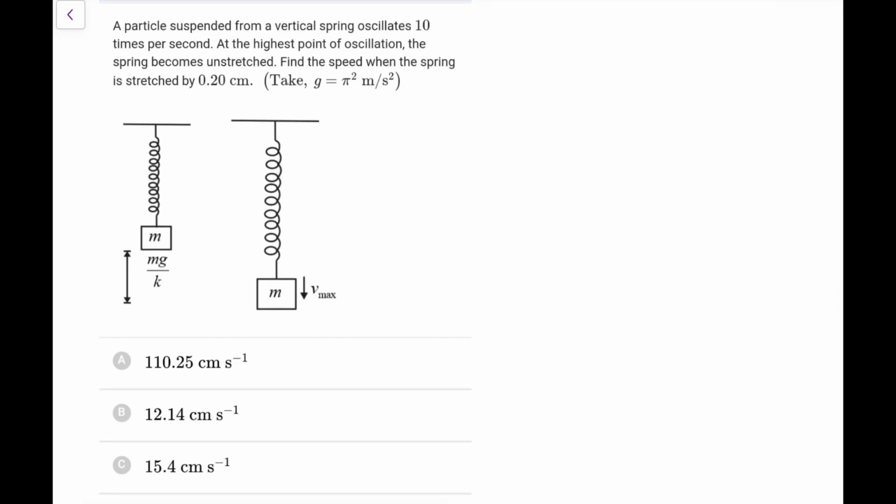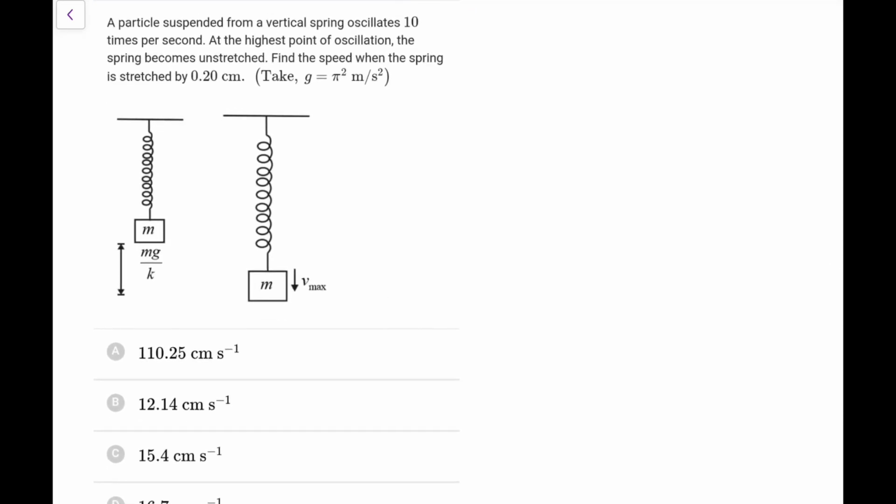Next, a particle suspended from a vertical spring oscillates 10 times per second. At the highest point of oscillation, the spring becomes unstretched. Find the speed when it is stretched by 0.10. It oscillates 10 times per second, so the frequency, you know, is 1 upon 2 pi root of k by m. So 10 is 1 upon 2 pi root of k by m. This is the first thing that I've got.